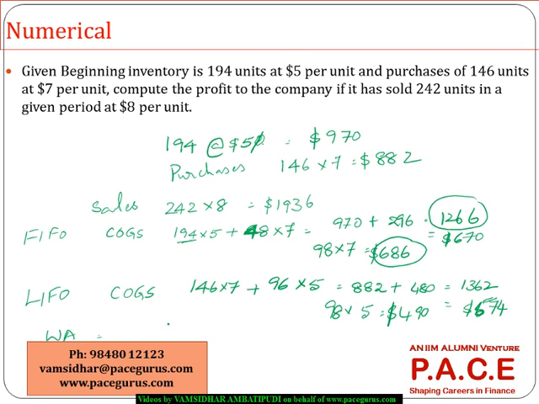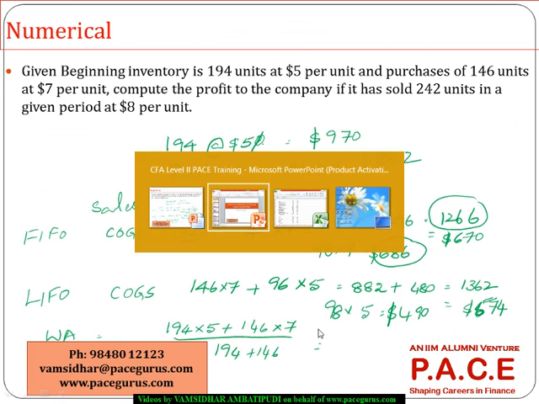out the average cost per unit. 194 into 5 plus 146 into 7, divided by 194 plus 146. That is the weighted average cost per unit. How much is it working out to?